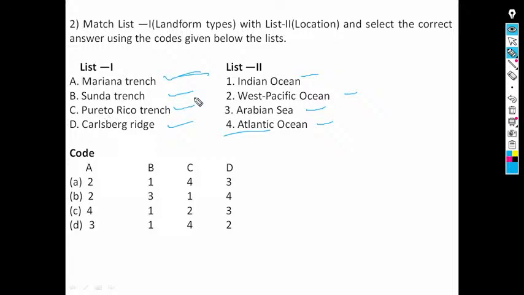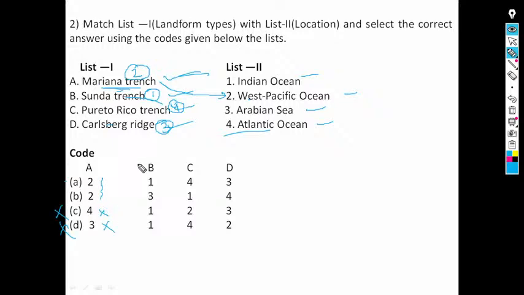Mariana Trench. It is not necessary that we know all the answers, but by knowing a few of them we can resolve the question. For example, we know the Mariana Trench is in the West Pacific. So we find it in A2, and we can cancel the other options.